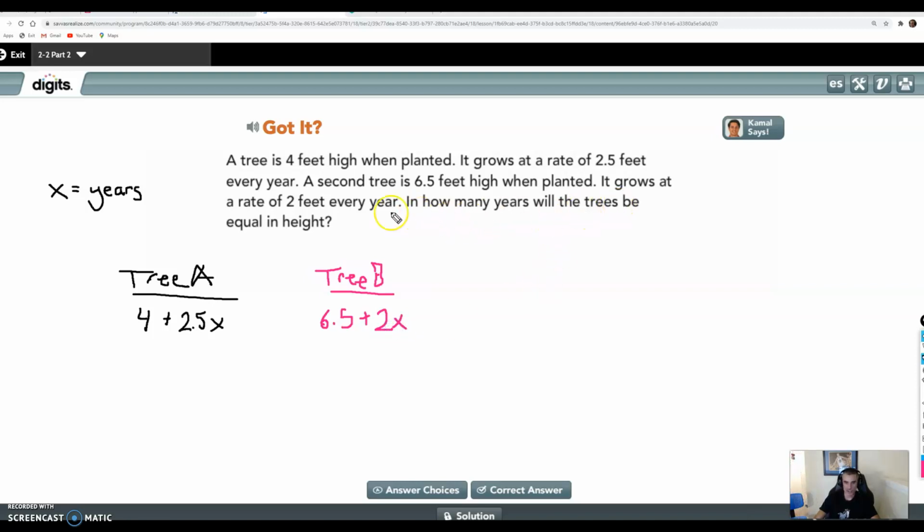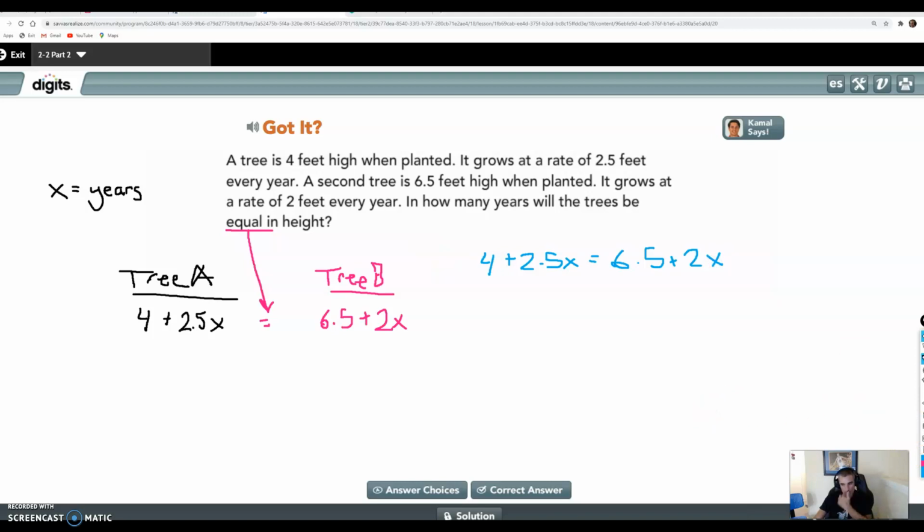In how many years will the trees be equal? So we take our equal sign and we put it right in the middle. So again, this one's shorter, but it's growing faster. This one's taller, but it's growing not as quickly. So I get 4 plus 2.5x is equal to 6.5 plus 2x.